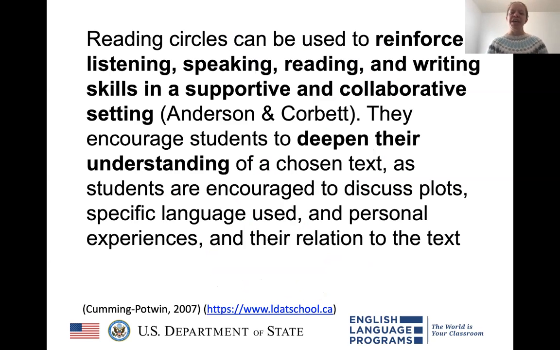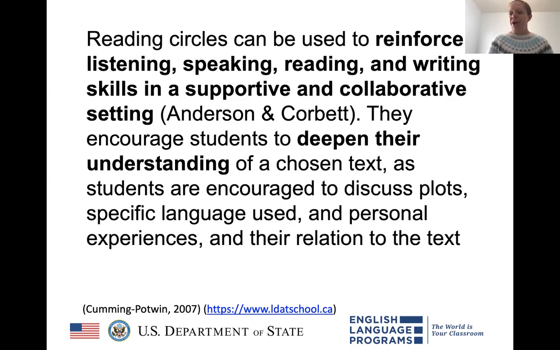So this quote says, reading circles can be used to reinforce listening, speaking, reading, and writing skills in a supportive and collaborative setting. They encourage students to deepen their understanding of a chosen text, as students are encouraged to discuss plot points, specific language used, and personal experiences and their relation to the text.